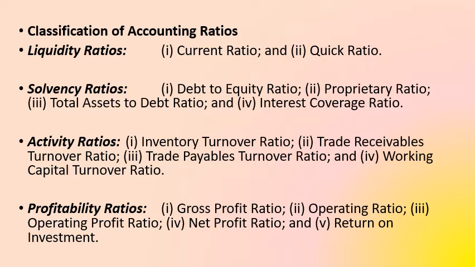Thereafter, activity ratio, which basically talks about the turnover. It is inventory turnover, trade receivable turnover, trade payables turnover, and working capital turnover ratio. Profitability ratio: we have gross profit ratio, operating ratio, operating profit ratio, net profit ratio, and return on investment. So these are 4, 4, 4 and 2, that is 14 ratios. You have to learn them under different categories.